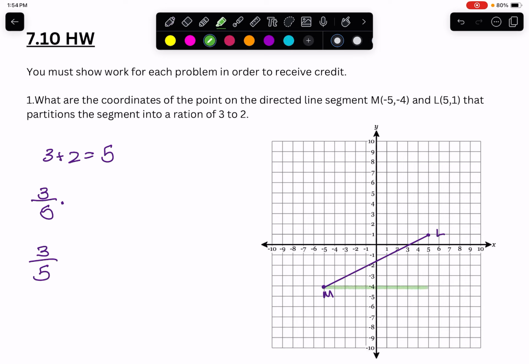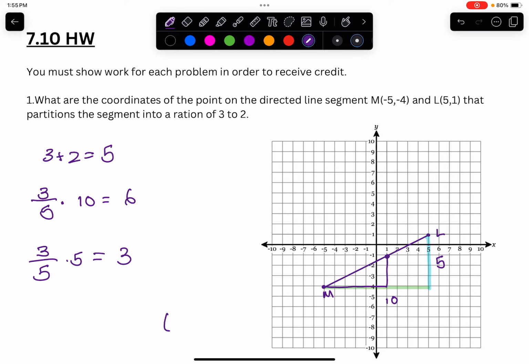Run and rise. Five and 10. Six and 3. So now I'm going to go over 6 and up 3 to get the new point of 1, -1.